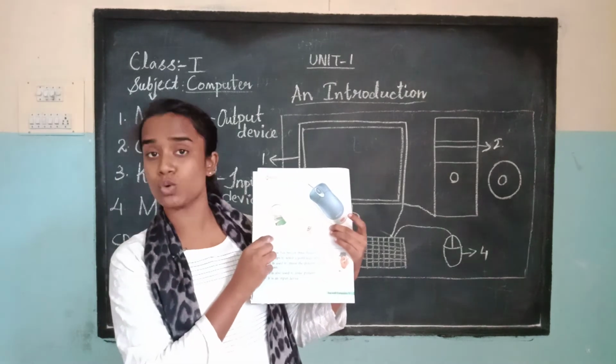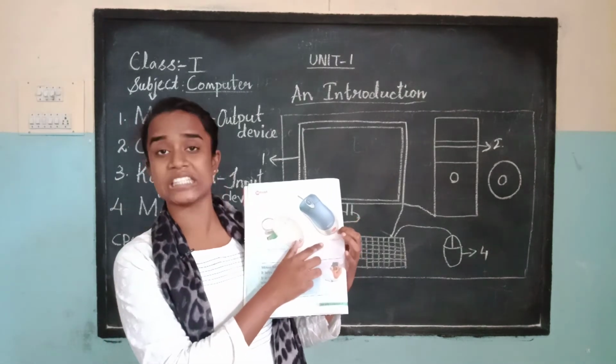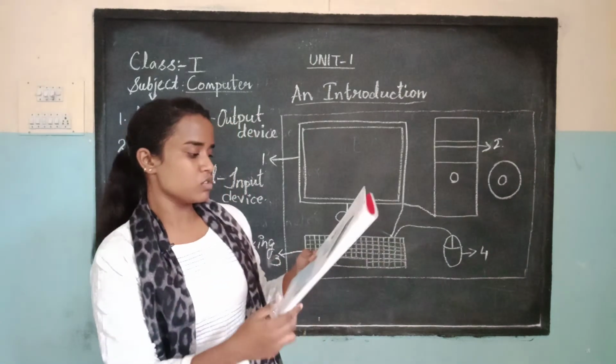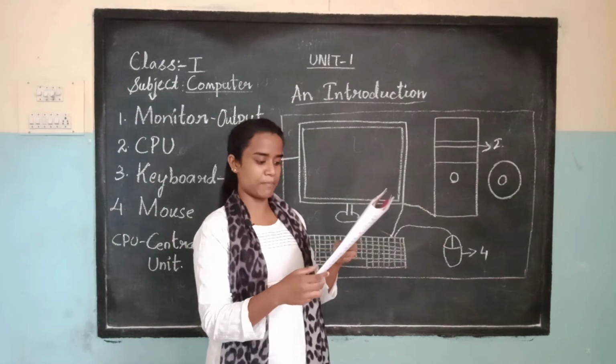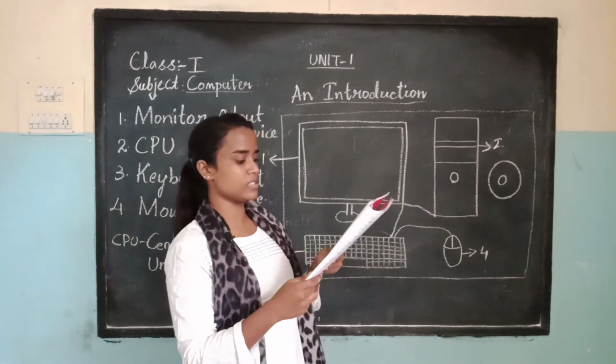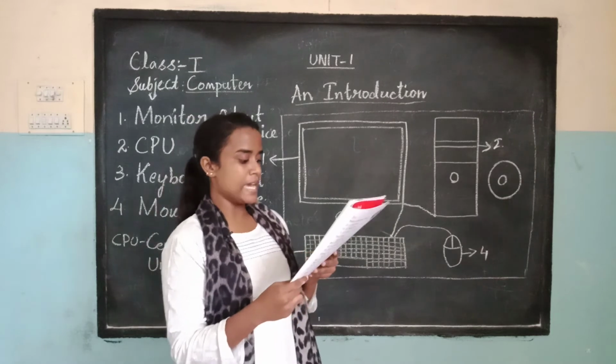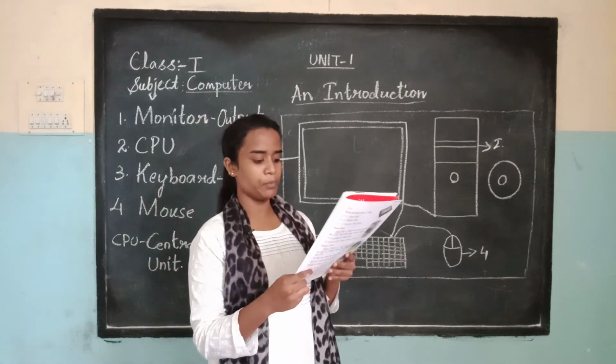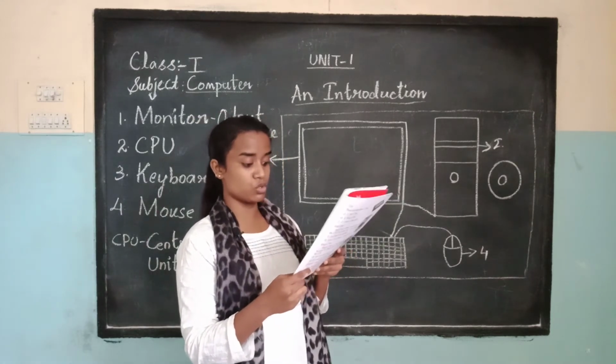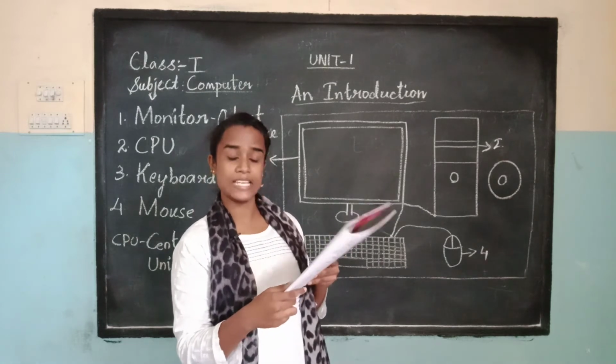This one is a 2-button mouse and this one is a 3-button mouse. So a mouse has 2 or 3 buttons on it. It helps to select a particular item. It is used to move the pointer on the screen. It is also used to draw pictures. It is an input device.